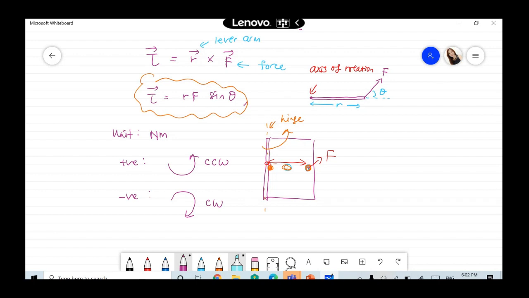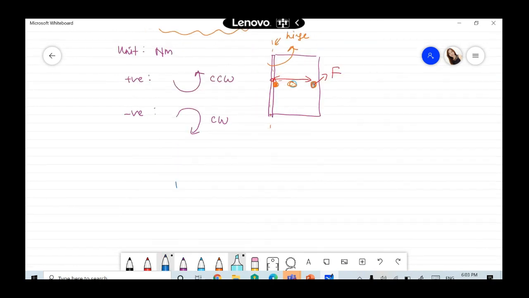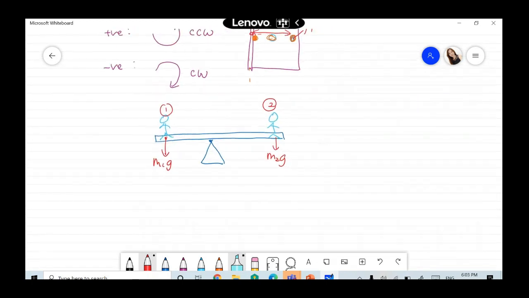If we have more than one force that tends to rotate the object, for example, you have a seesaw here, and the fulcrum of the seesaw is here, and there are two persons sitting on the seesaw. Basically two forces are acting on the plank of the seesaw. Where are the two forces? Gravitational force on the first kid is M1G. Person number 2 has another gravitational force, M2G. I would like to get the net torque produced.